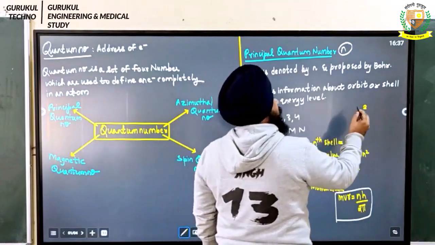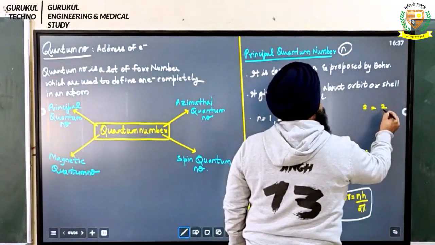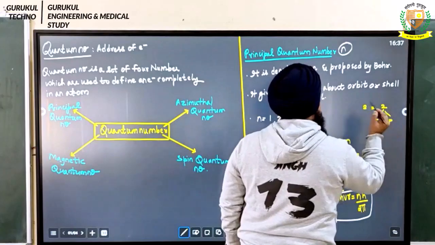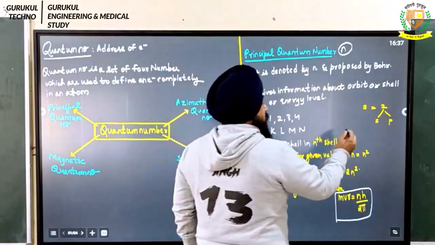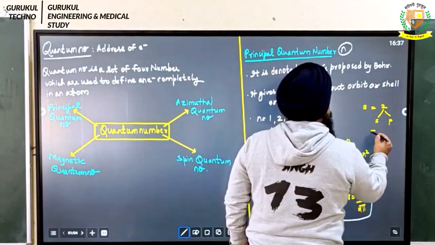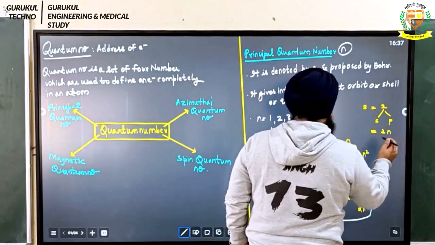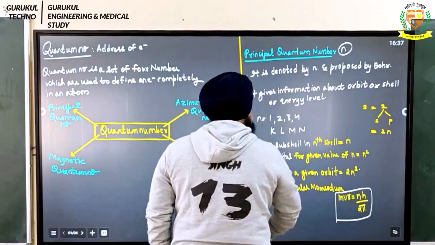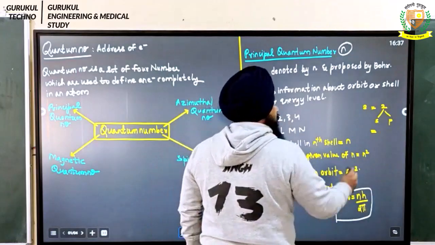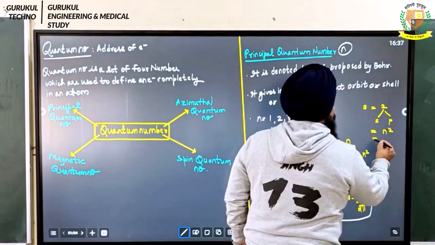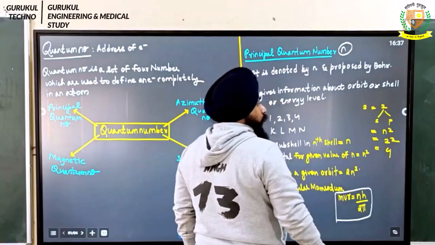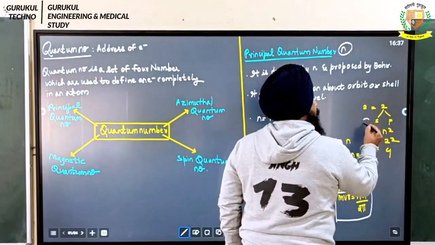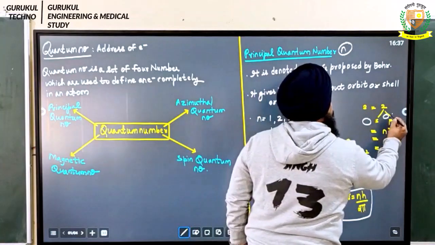Okay, so the number of subshells will be what? It will also be 2, which are s and p. Now the number of orbitals in them will be what? See, what is that formula? It is going to be n square. So it will become 2 square, which is 4. S has 1 orbital and p has 3 orbitals.